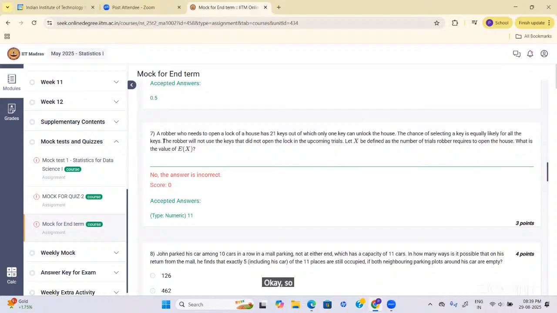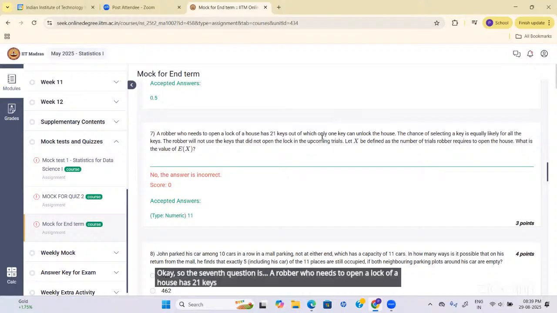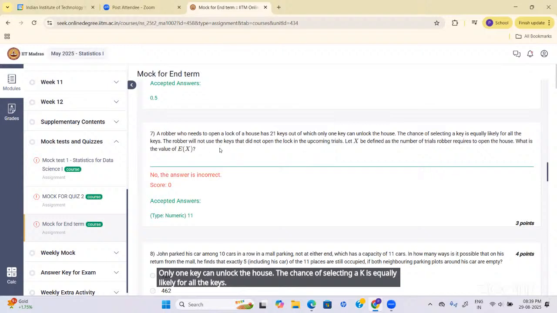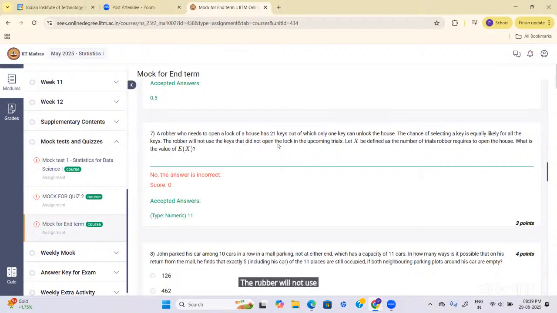Okay, so the 7th question is: a robber who needs to open a lock of a house has 21 keys, out of which only one key can unlock the house. The chance of selecting a key is equally likely for all the keys. The robber will not use a key that did not open the lock in the upcoming trials. Let X be defined as the number of trials the robber requires to open the house. What is the value of the expectation of X? So how will you solve this question?